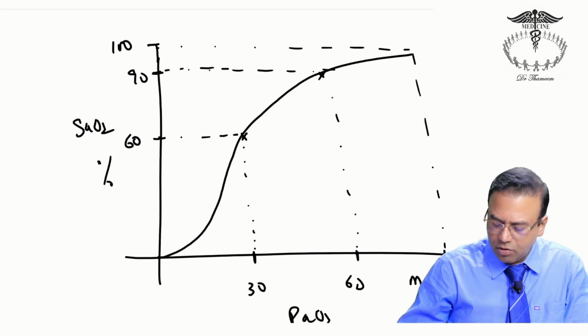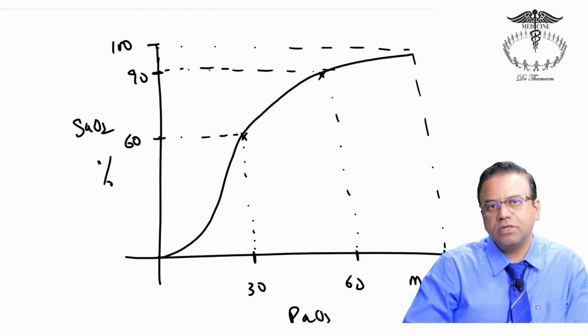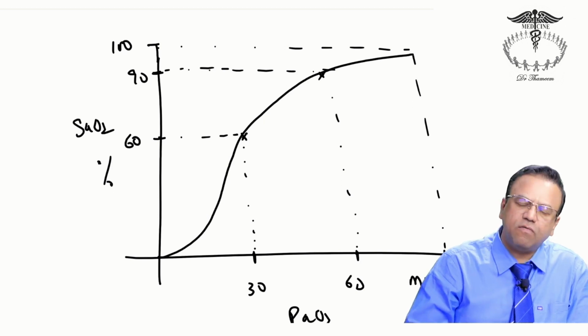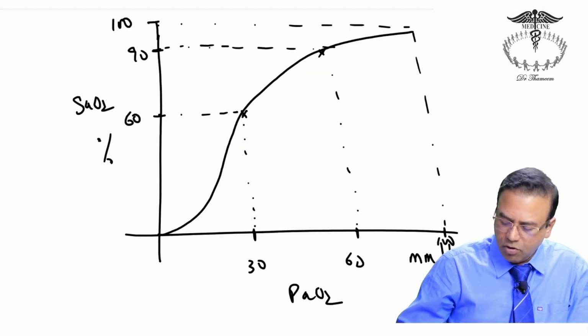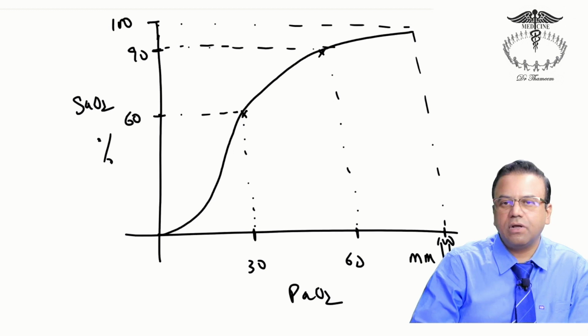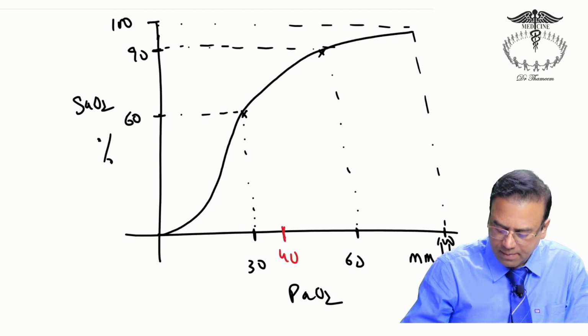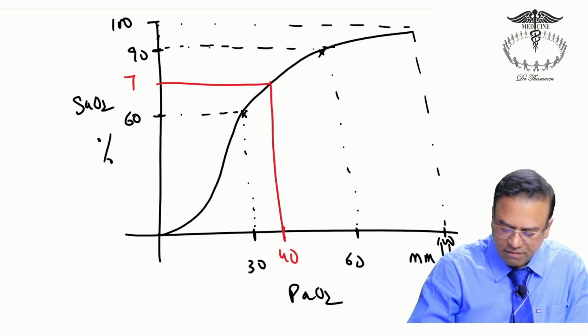You notice at a PaO2 of 30, roughly around 57% oxygen is bound to the hemoglobin. At a PaO2 of 60, around 90% of oxygen is bound to hemoglobin. And at a PaO2 of 100, 100% saturation occurs. One more number, if you can remember, that's good, and that number is important because at a PaO2 of 40, the saturation is roughly around 75%.